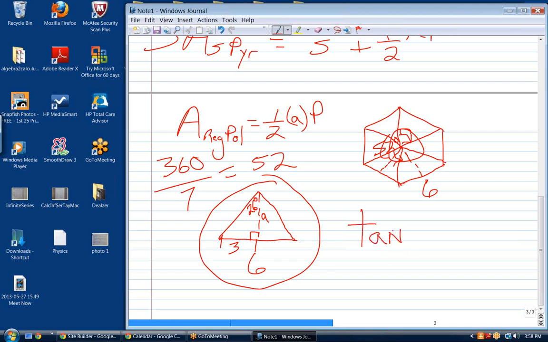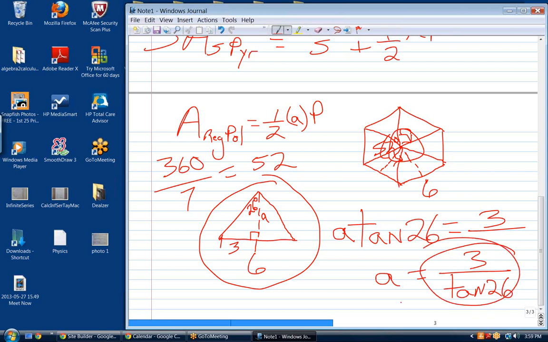Start off with the trig function and the angle. Alright, tan of 26 equals 3 over A. Okay, so multiply both sides by A gives us that. And now solving for A would be 3 divided by tan of 26. And there's your answer for the apothem. But we forgot to do the final step.